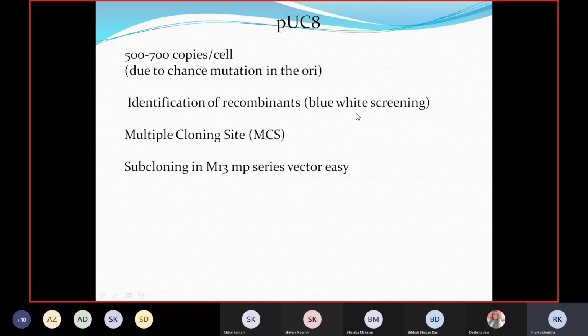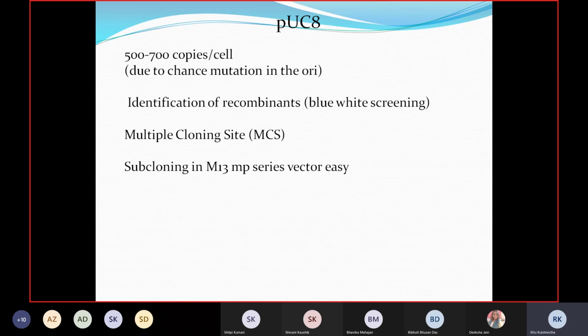There is an option to look for recombinants by blue-white screening, which is a much easier method as compared to, if you remember, replica plating, which was much more cumbersome. And of course, the presence of the MCS site provides various flexibilities for the user, and also the option for subcloning in other sets of vectors which are important for various purposes.